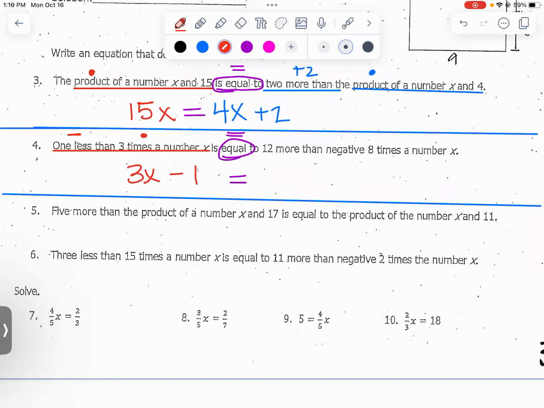Okay. 12 more than. More than means what operation? Plus. Negative 8 times the number. So we have negative 8 times the number x plus 12.